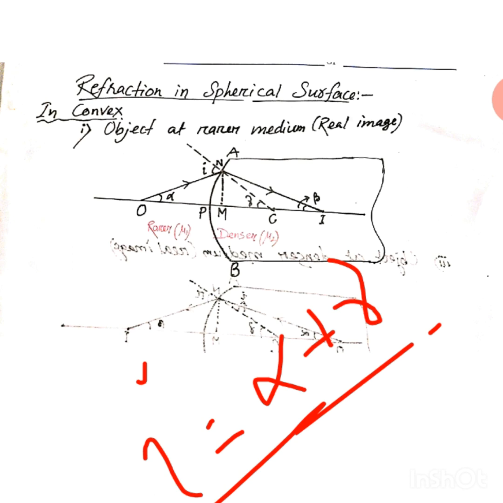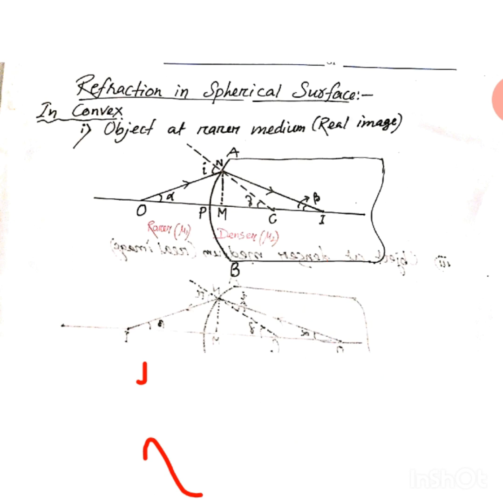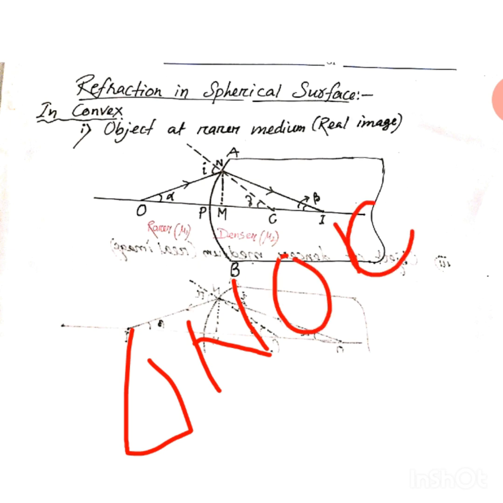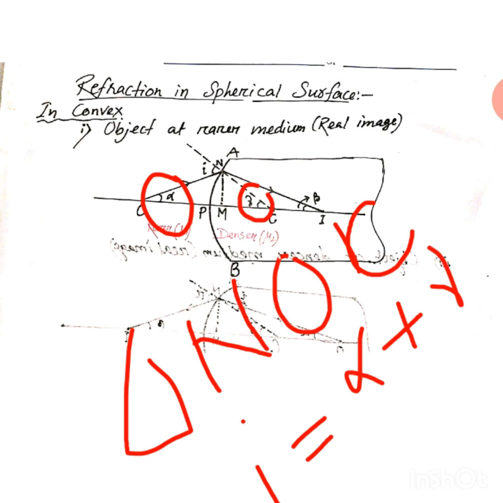Did you remember? Here you see, in the triangle NOC, I is the exterior angle. So I is equal to what? The sum of the farthest interior angles. This is alpha, this is gamma. So alpha plus gamma. Okay, can I write like that?